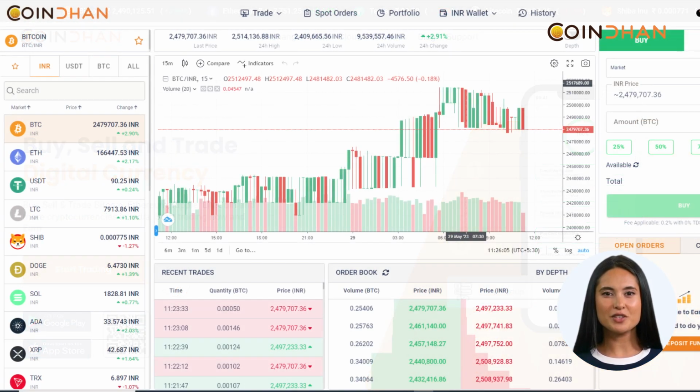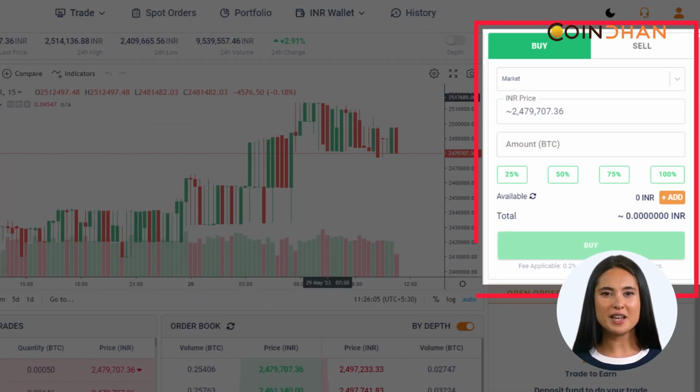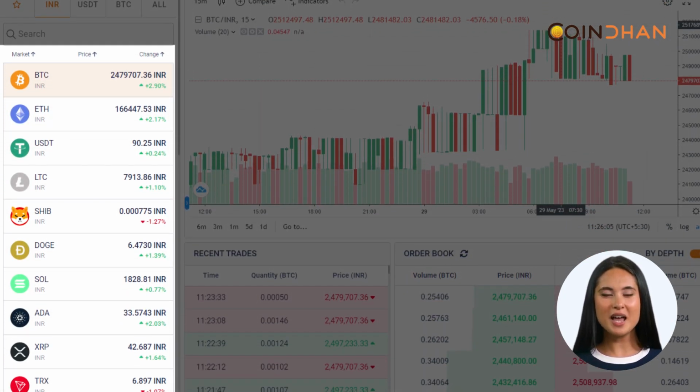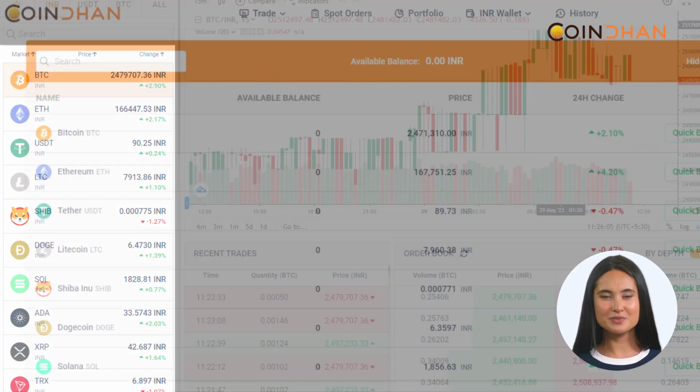Let's begin with our first feature, spot trading. With spot trading, you can easily buy or sell cryptocurrencies in real time. CoinDhan supports a wide range of popular cryptocurrencies, allowing you to trade with confidence.